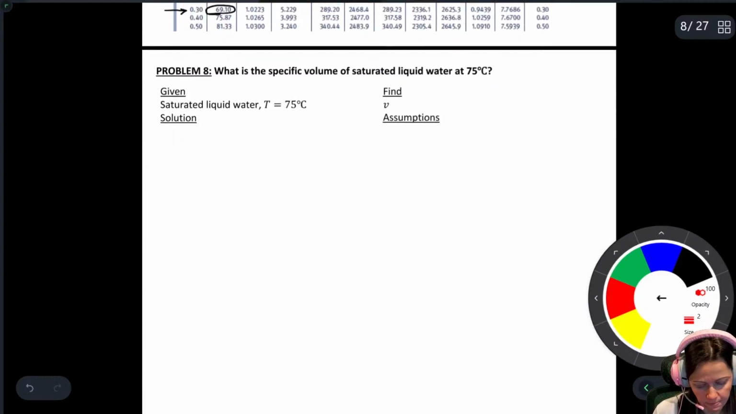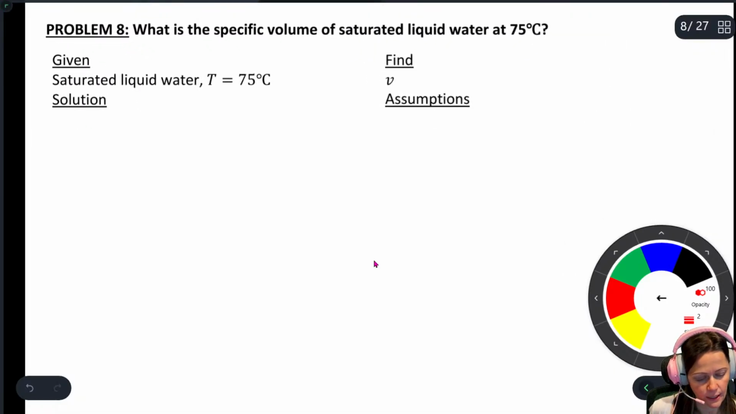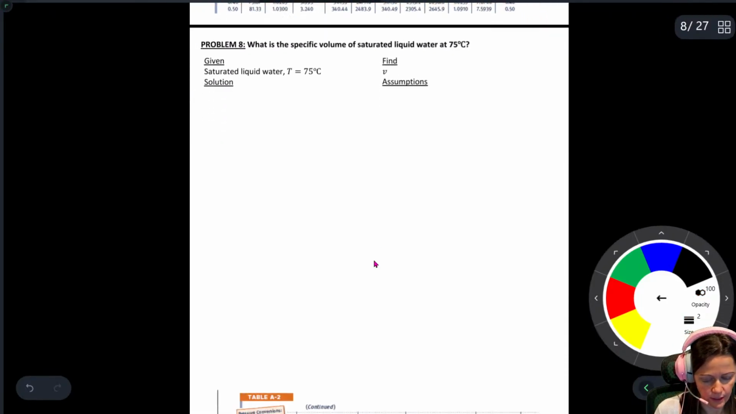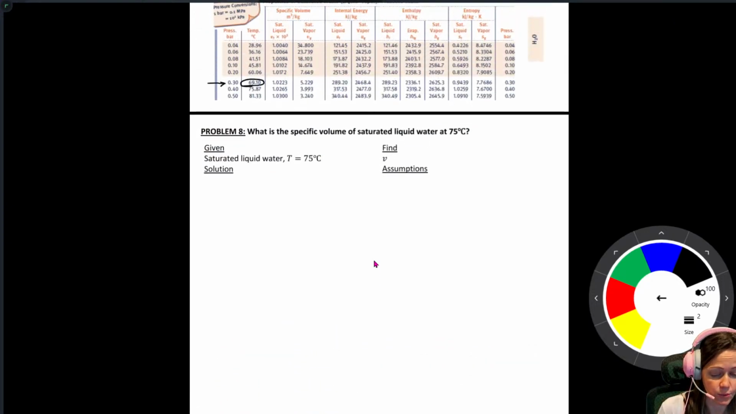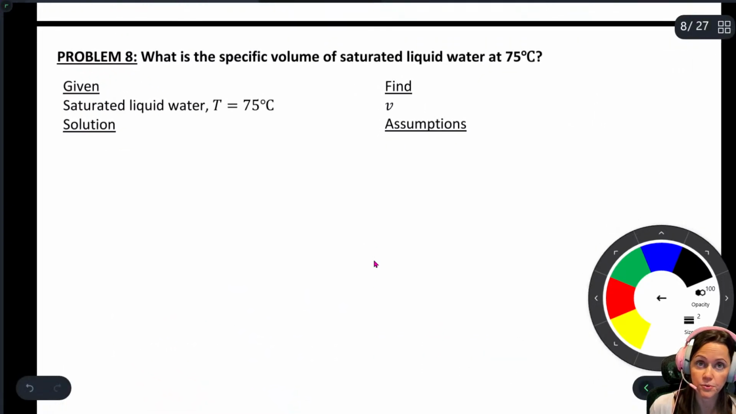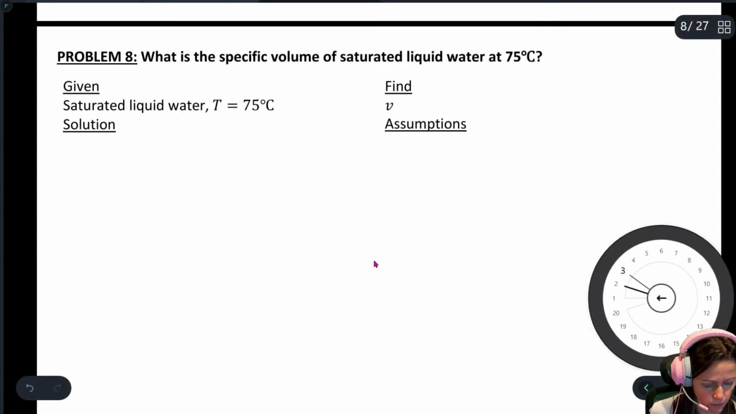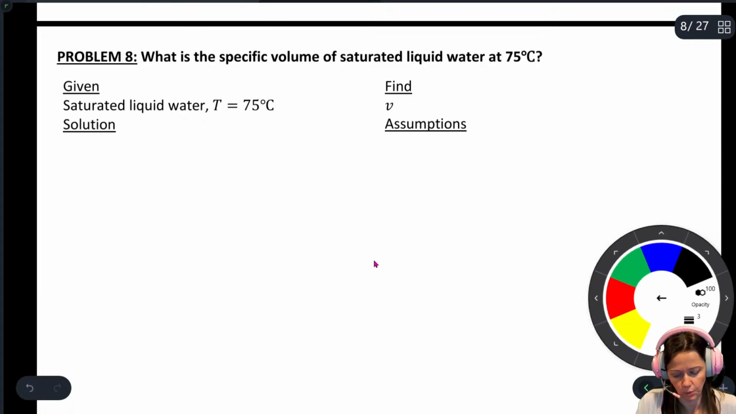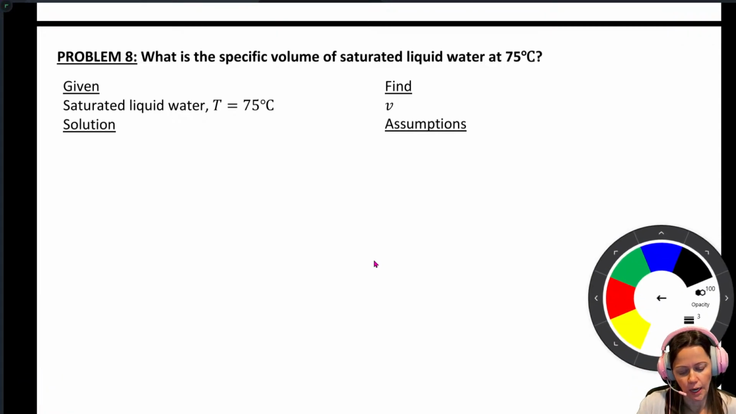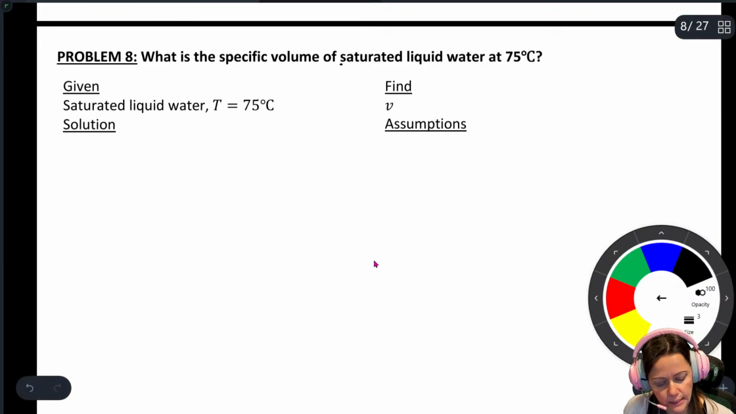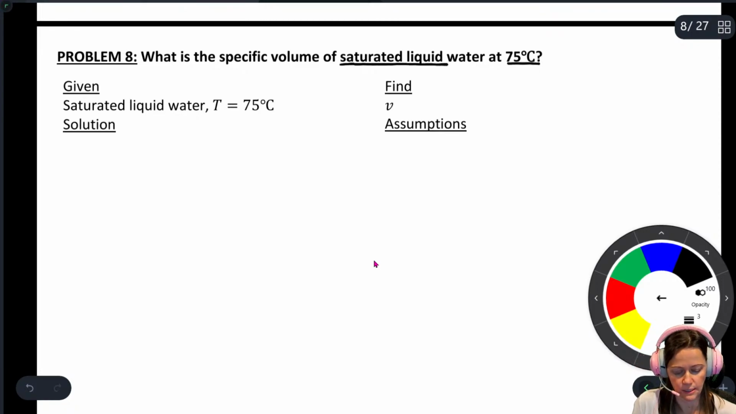Okay, problem 8. And at least for this one section, I've cut out the relevant tables so you can at least highlight on it and keep yourself organized. I won't always do that going forward, but at least for Unit 1 I did while we're learning how to read these tables. So I want to know the specific volume of saturated liquid at 75 degrees Celsius.